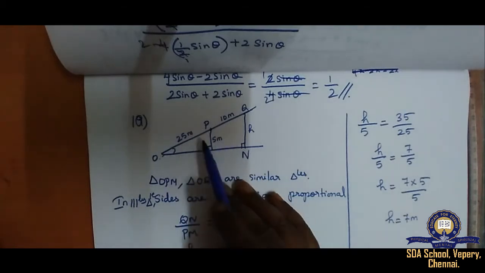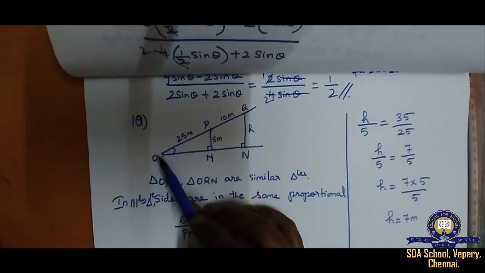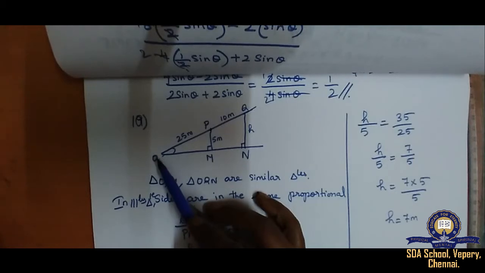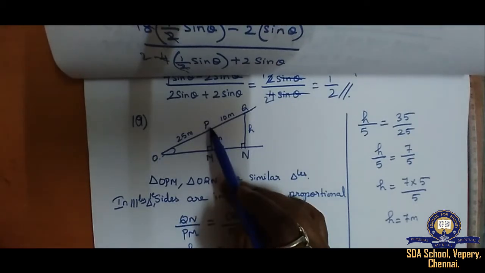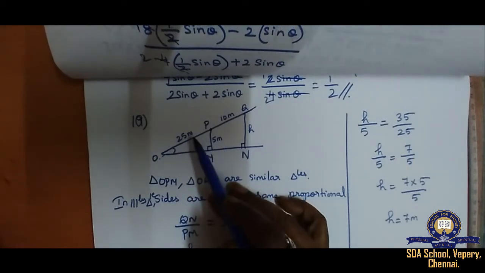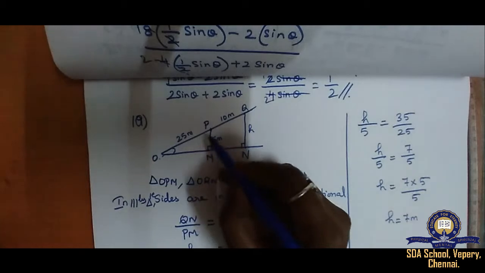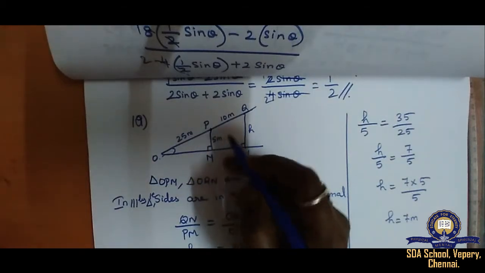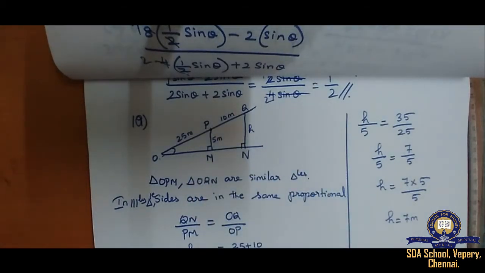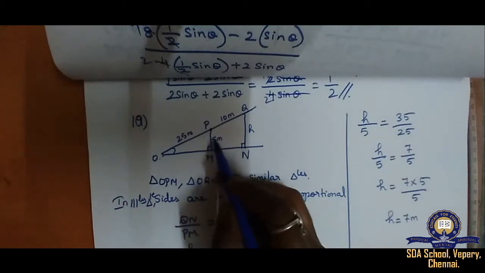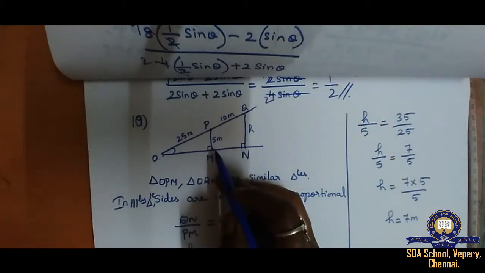Can you understand the diagram? A boy is standing at a point O and his kite is flying at a point P with a distance of 25 meter. OP is equal to 25 meter. It is at a height of 5 meter from the ground.